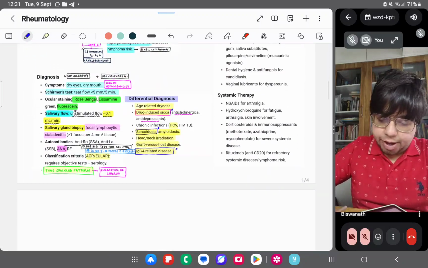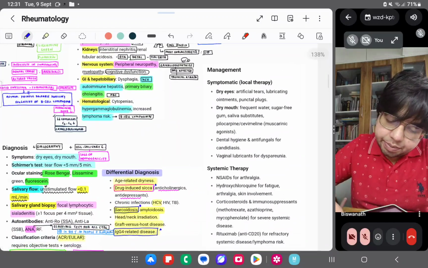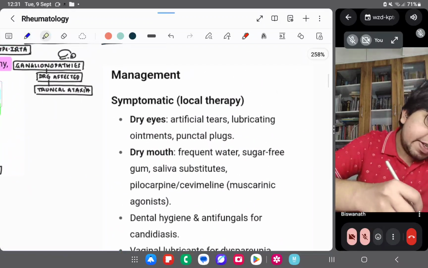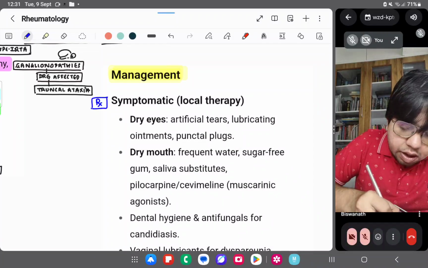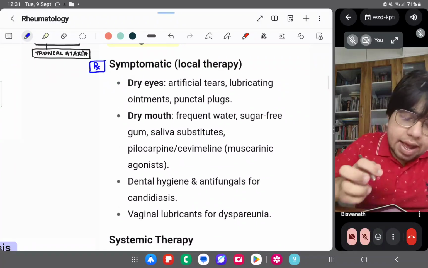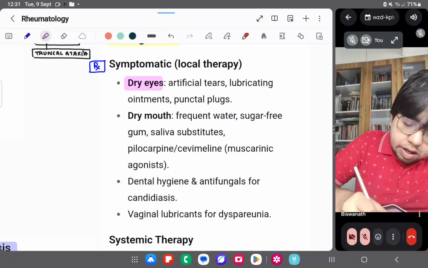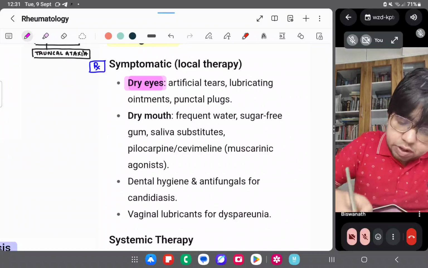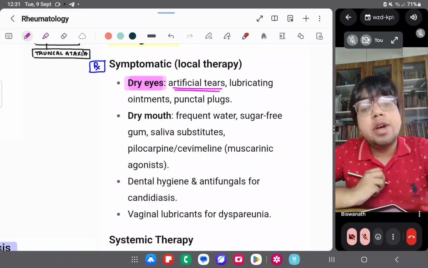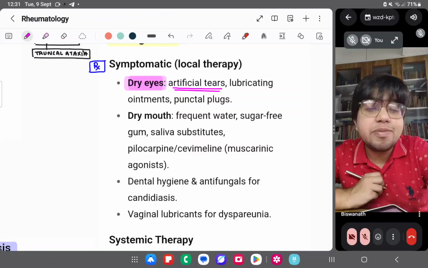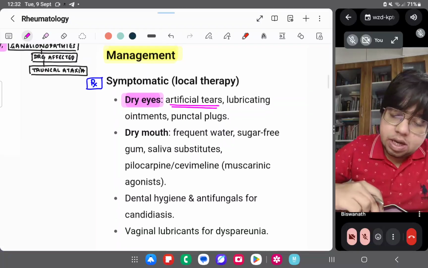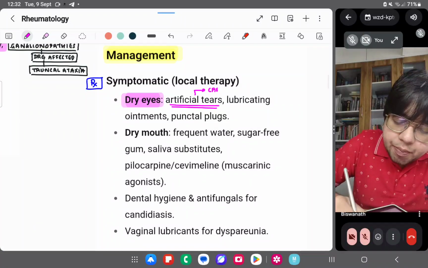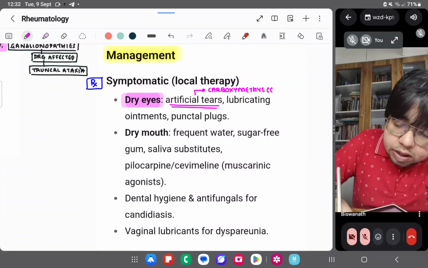Okay. Now we move to the last part of our discussion. We have come a long way, and now we are in the last part of our discussion. That is the management. How to manage this condition? Symptomatic treatment. So dry eyes. What can you do? Of course, you can do artificial tears. You can give artificial tear drops. Artificial tear drops is a compound which is called carboxymethyl cellulose.